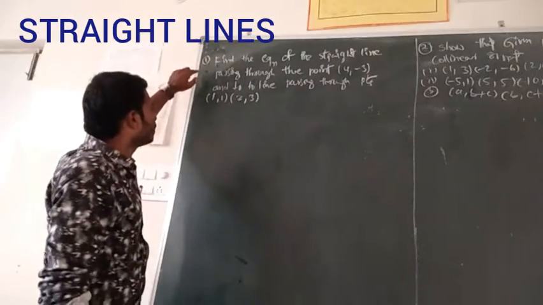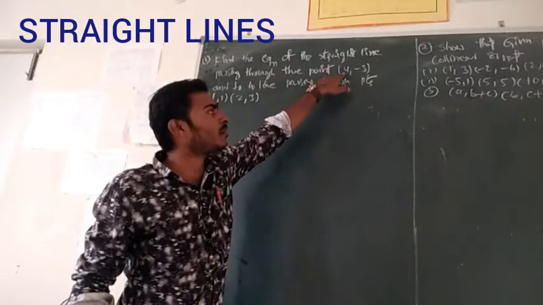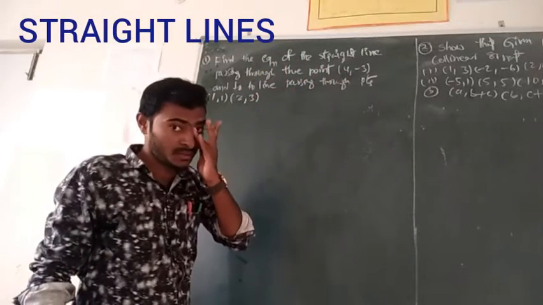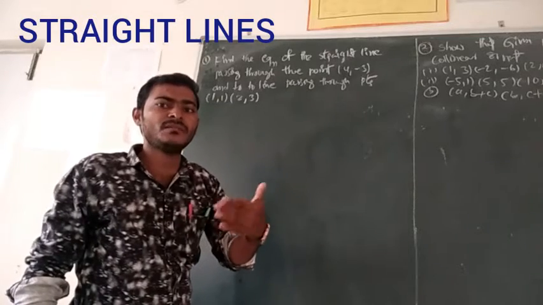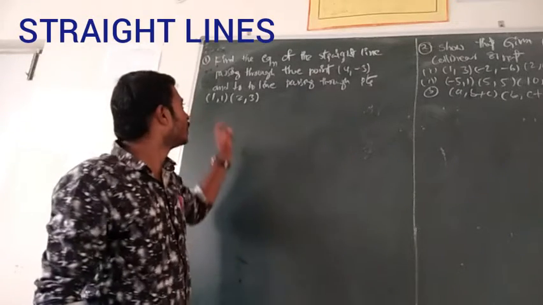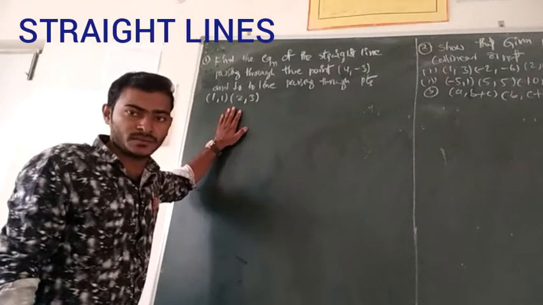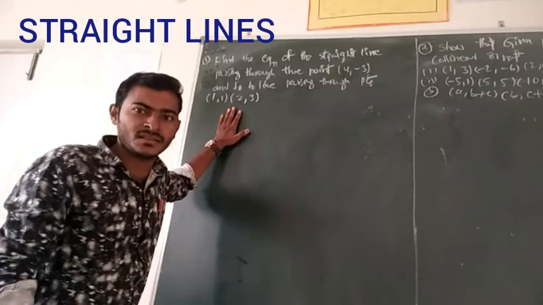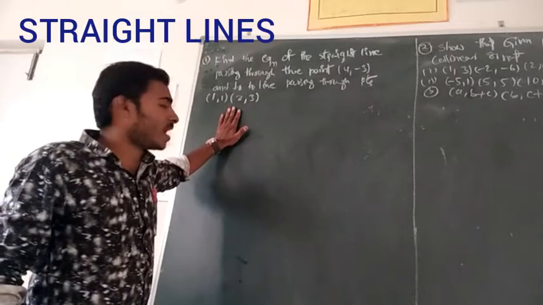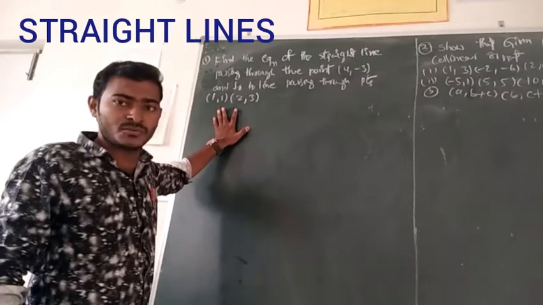Now find the equation of the straight line passing through the point (4, -3). This means the line we are finding is passing through (4, -3) and is perpendicular to the line passing through points (1, 1) and (2, 3). This line means one line is formed from these two points.